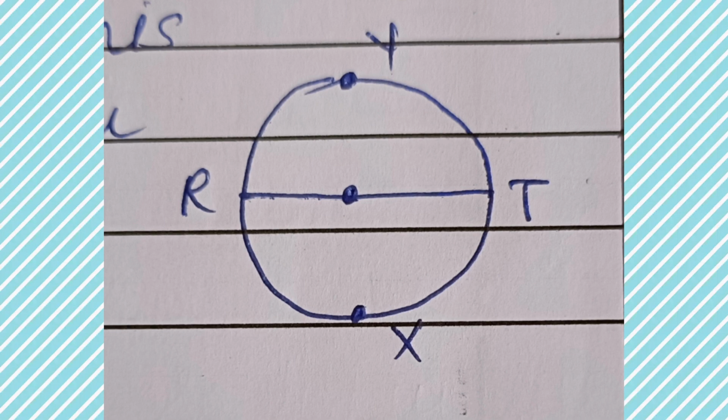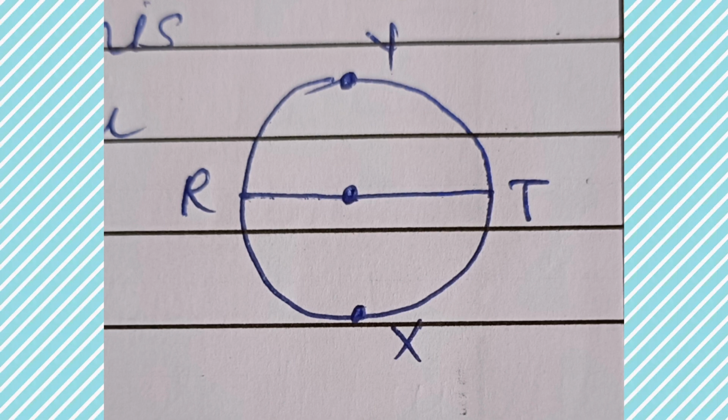Okay, good. Now see this, what can you observe here? RT is the diameter as it passes through the center. Yes, and it also divides the circle in two parts, right? Yes, arc RYT and arc RXT. Very good. So what is the half part of the circle called? A semicircle. So what will this arc be called? Arc RYT and arc RXT are semicircles here.